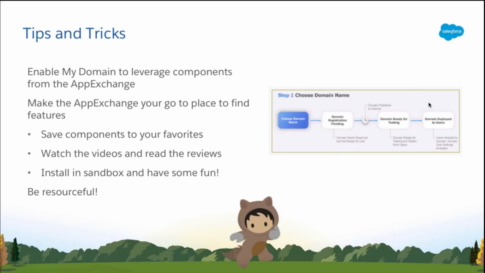So I feel like my saved list is my roadmap of really cool apps and components that I know I want to use and get into the system in some way. And I like to look at it that way: these are the things I put into my roadmap of how I'm building out my Salesforce org. So, you know, be resourceful.